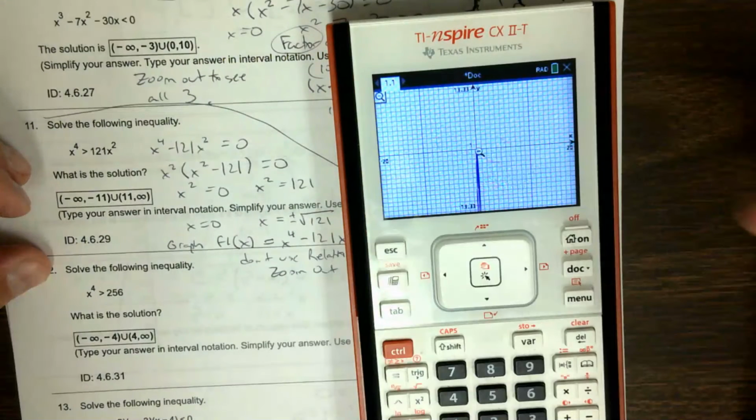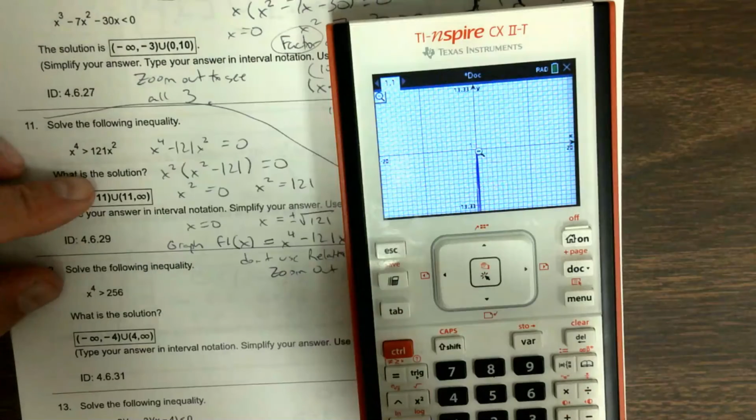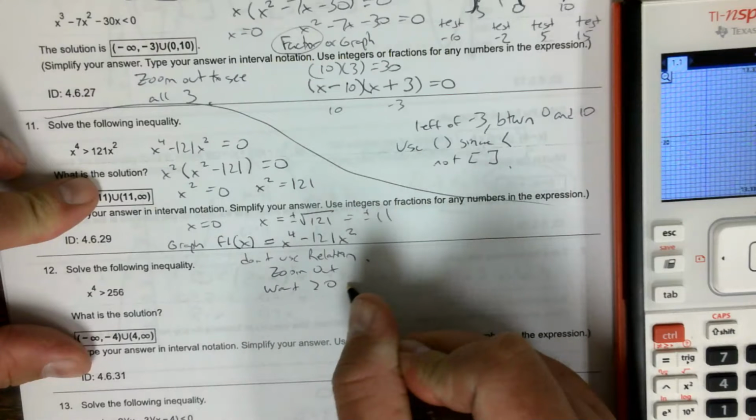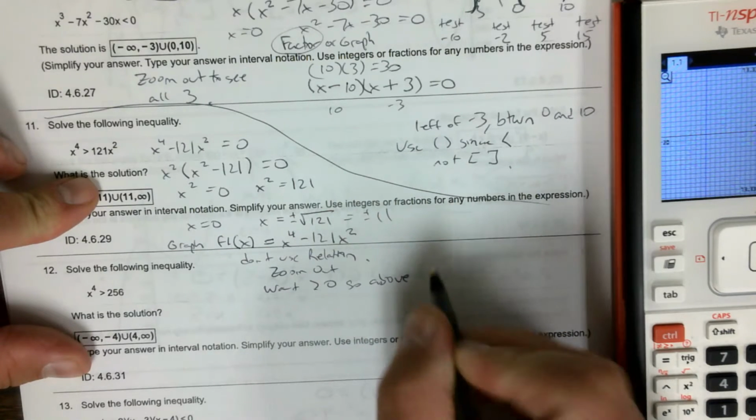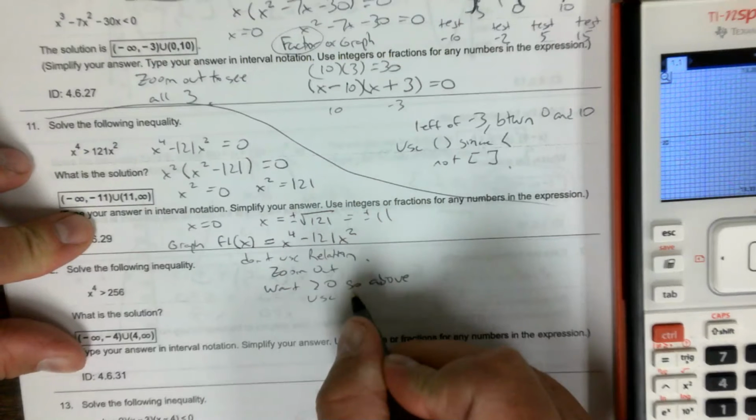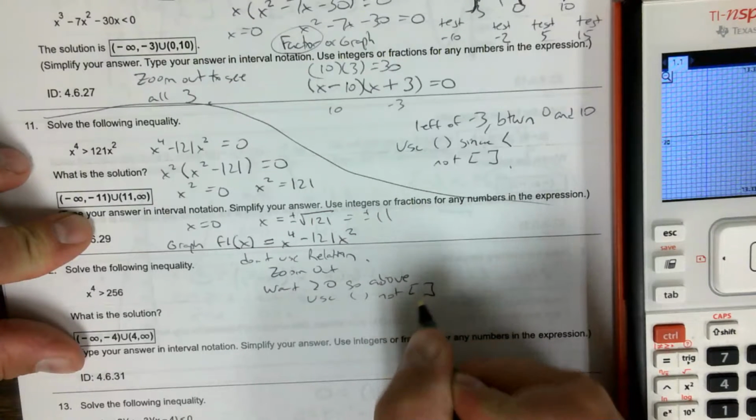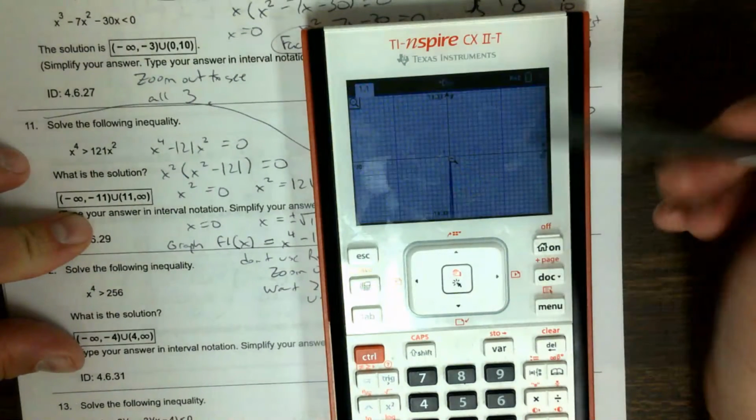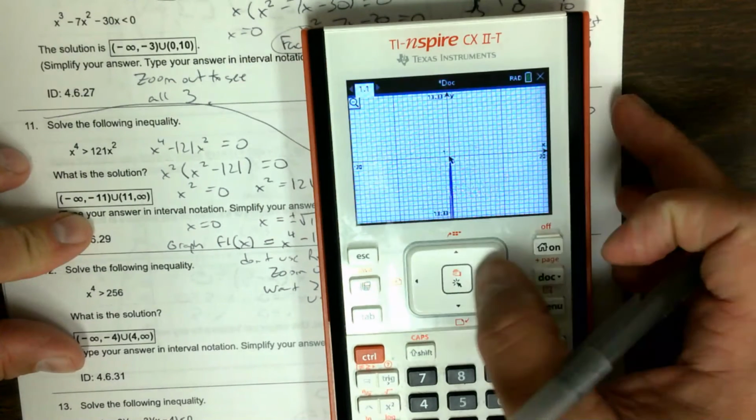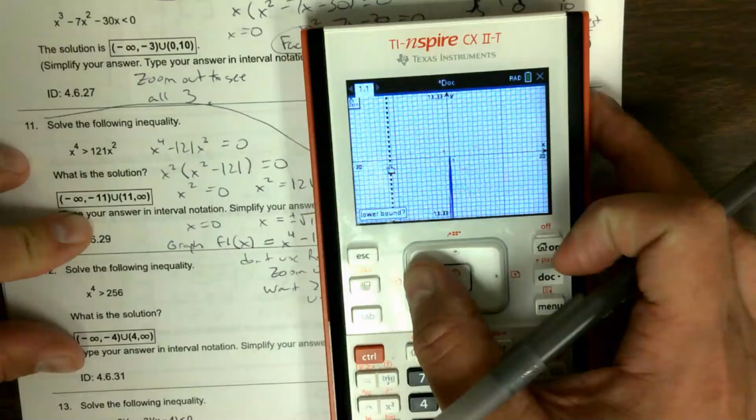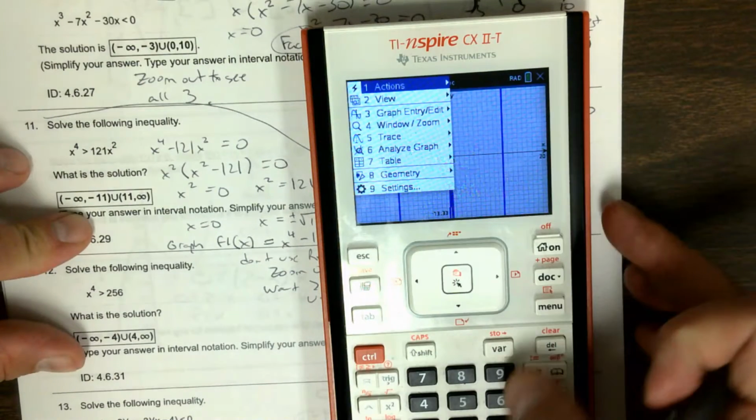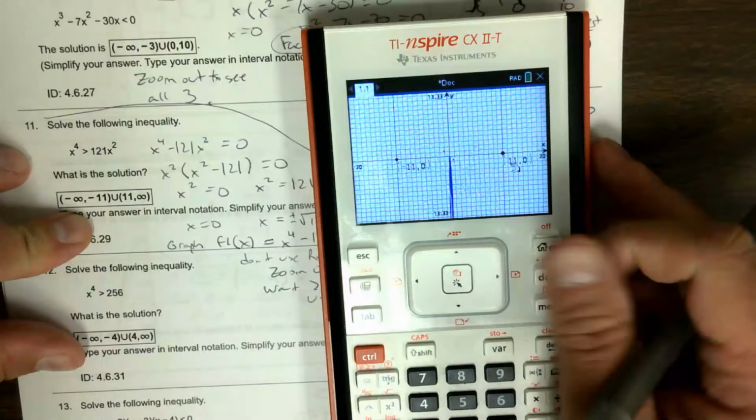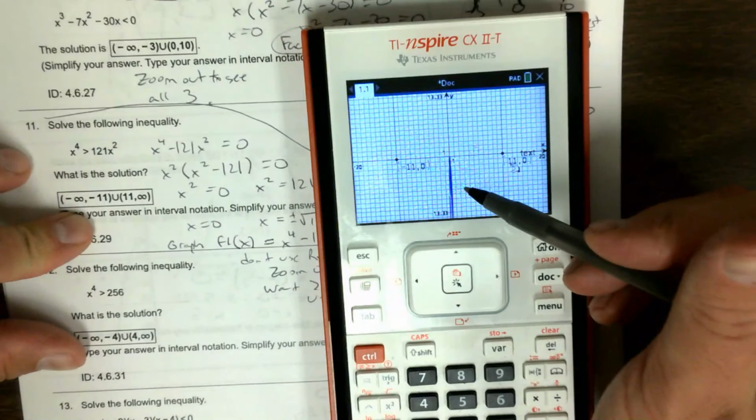And we want where it's above, greater than 0, so that's above. And again, we need to use parentheses, not brackets. So at this spot and this spot, we analyze zero on the graph, and there's your negative 11. Menu 6.1, this side is 11. And then this one is where it's 0, I think.